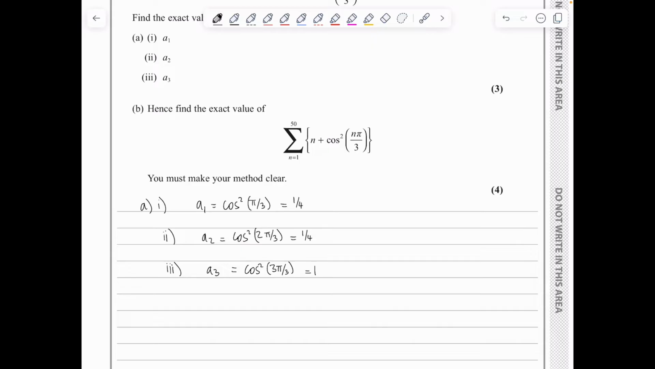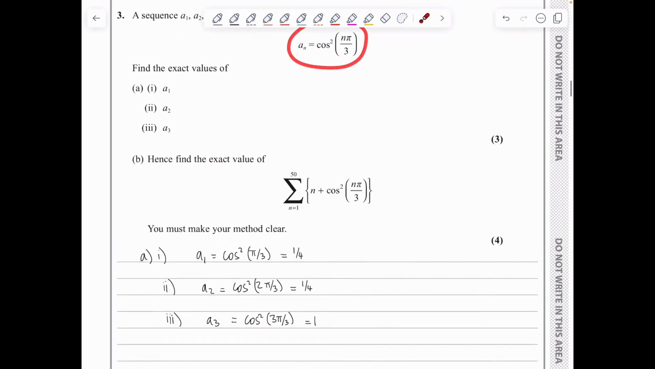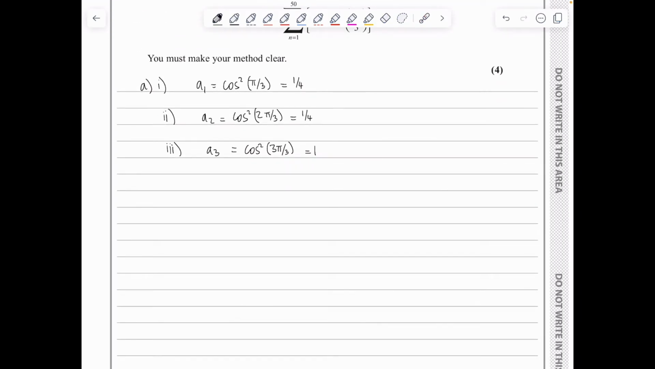In B, it says, hence find the exact value of the summation from n is 1 up to 50 of n plus cos squared n pi over 3. So before I actually consider this summation and how to get the result, I will move on to calculating a few more terms just to see the pattern of the original sequence, the a_n sequence. So I will be finding a4, a5, and a6.